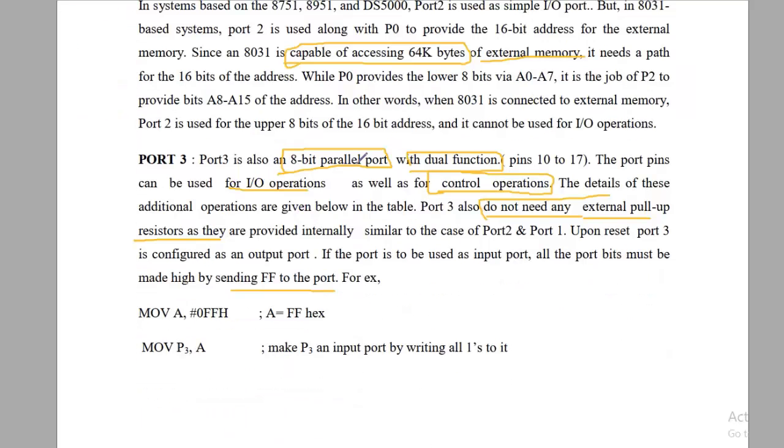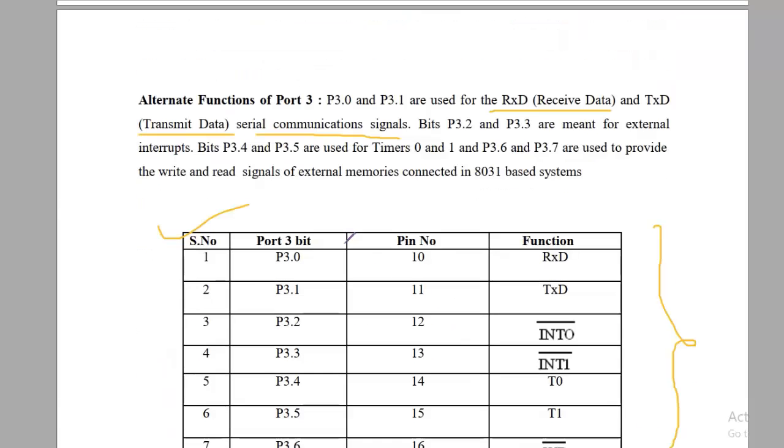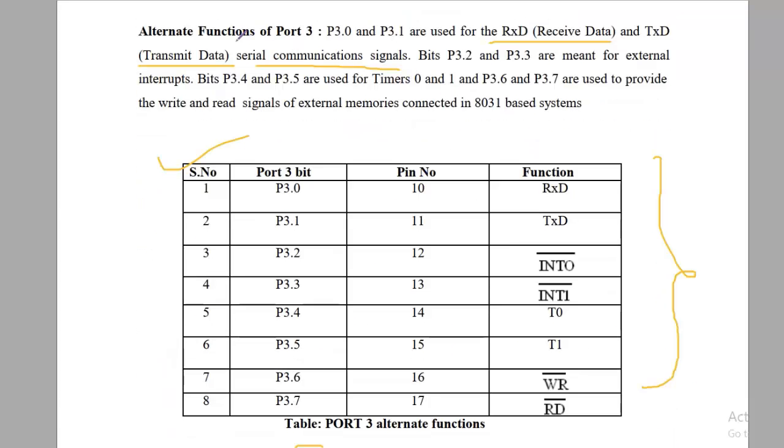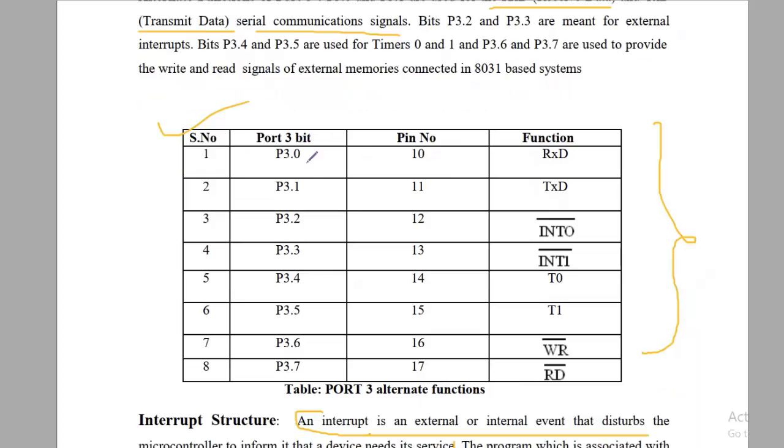Next thing is port 3, which is an 8-bit parallel port with dual functions. Dual function means it is used for input and output as well as for control operation, and you do not need any external pull-up register in this case. Alternative functions of port 3 are that you can receive or transmit data using the serial communication signal. These are all the bits of port 3, these are the port numbers and these are the functions of each bit.